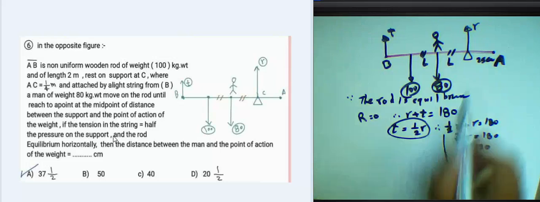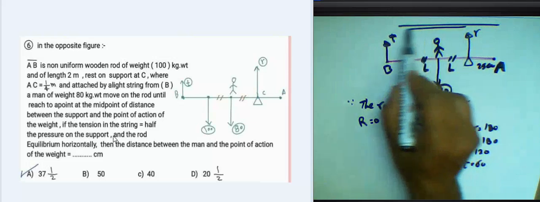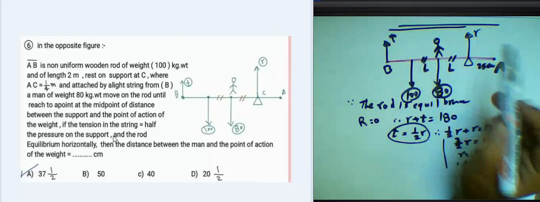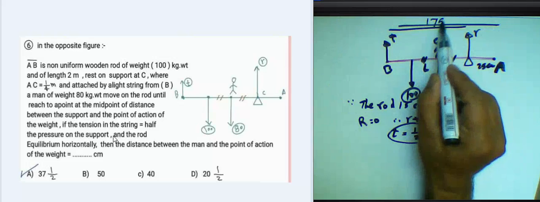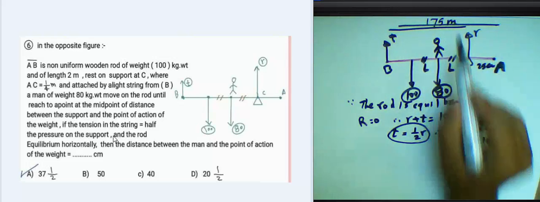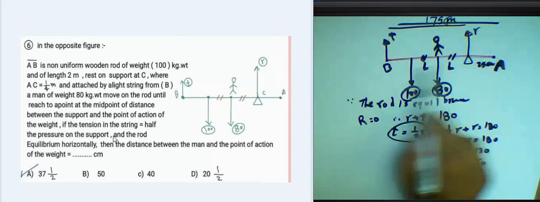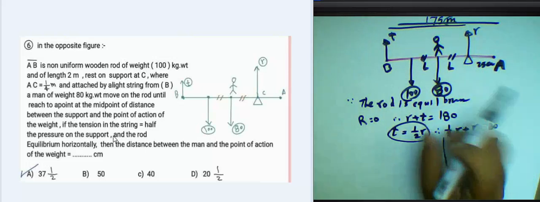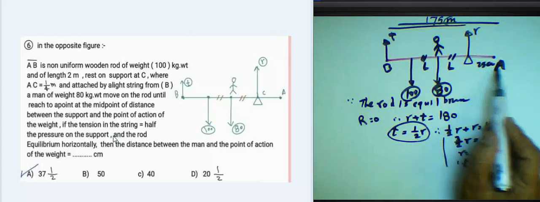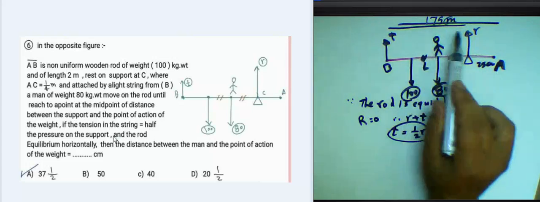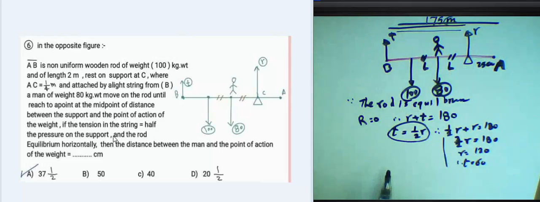Understood? We know this length equals 2 meter, so this part will be equal to 200 subtract 25, equals 175 centimeter. This part from A to B equals 2 meter, meaning 200 centimeter subtract 25 centimeter equals 175 centimeters. Okay.